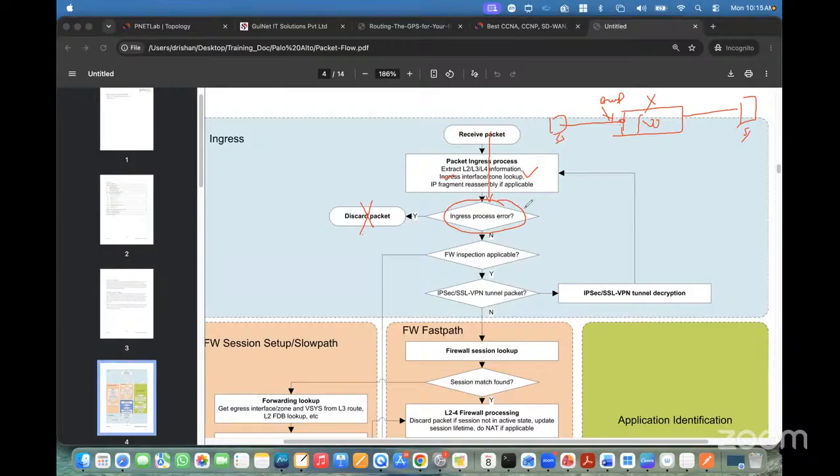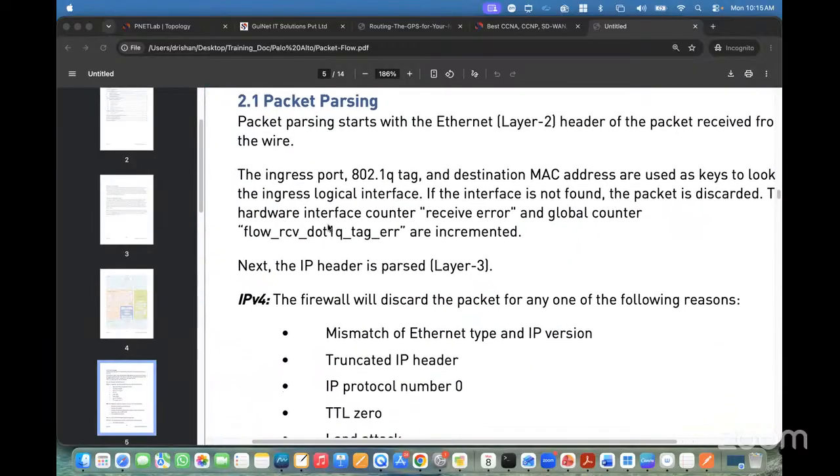So what type of errors? Let me explain about that. If I talk about errors, there are multiple types, and let me explain the errors one by one. If I go a little bit down on this particular documentation, these are the errors.